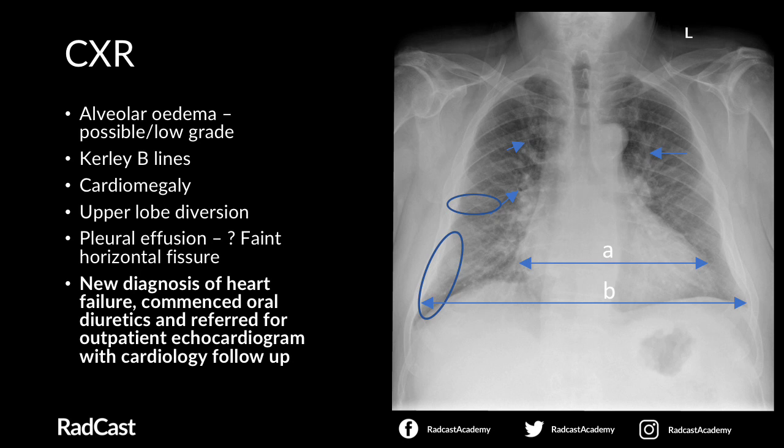I also think there's an element of a pleural effusion perhaps, certainly some further interstitial involvement, as there looks to be a faint line of fluid which is lining the horizontal fissure on the right, which I've circled in the uppermost circle here. So, resultantly, this patient was newly diagnosed with heart failure. Given his relatively mild symptoms, he was commenced on oral diuretics and referred for an outpatient echocardiogram with cardiology follow-up.